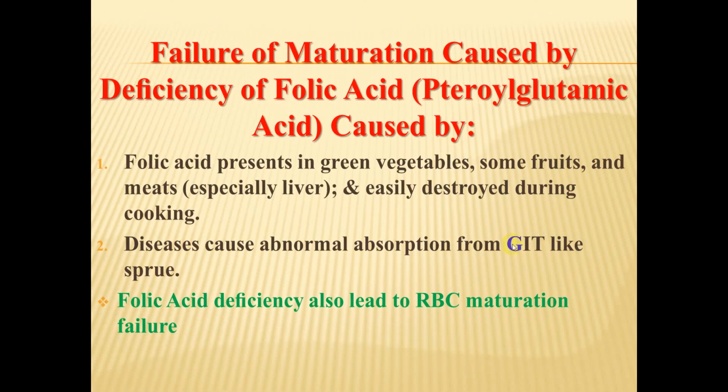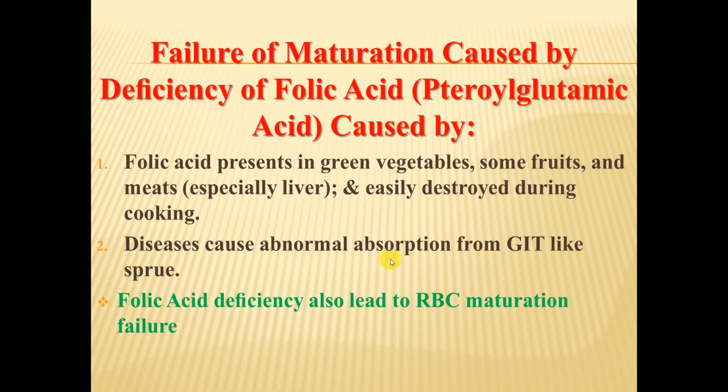Failure of maturation caused by deficiency of folic acid. This is another very important factor for production of RBC. Folic acid, also known as pteroyl glutamic acid, is present in green vegetables, some fruits, and meats, especially liver, and is easily destroyed during cooking. So it is important to eat vegetables and fruit in a fresh state to provide folic acid.